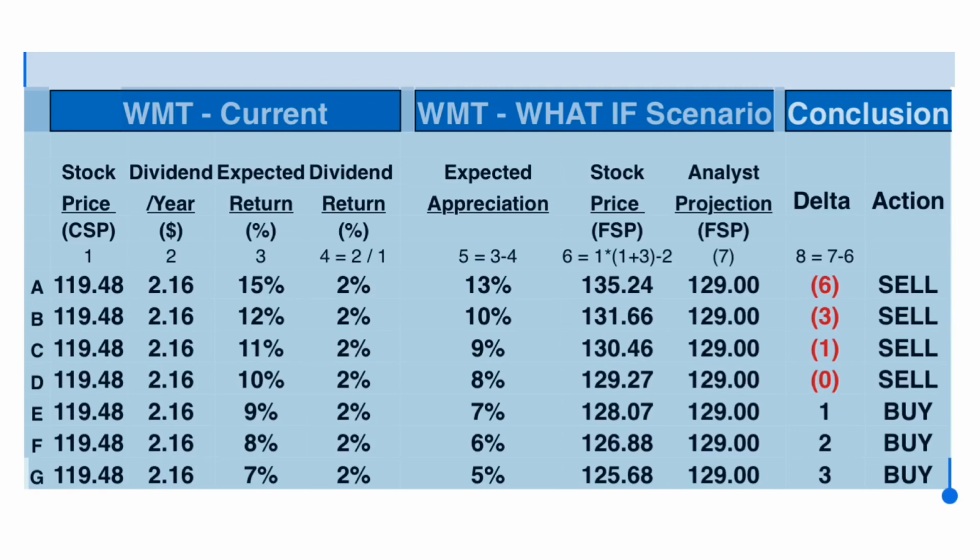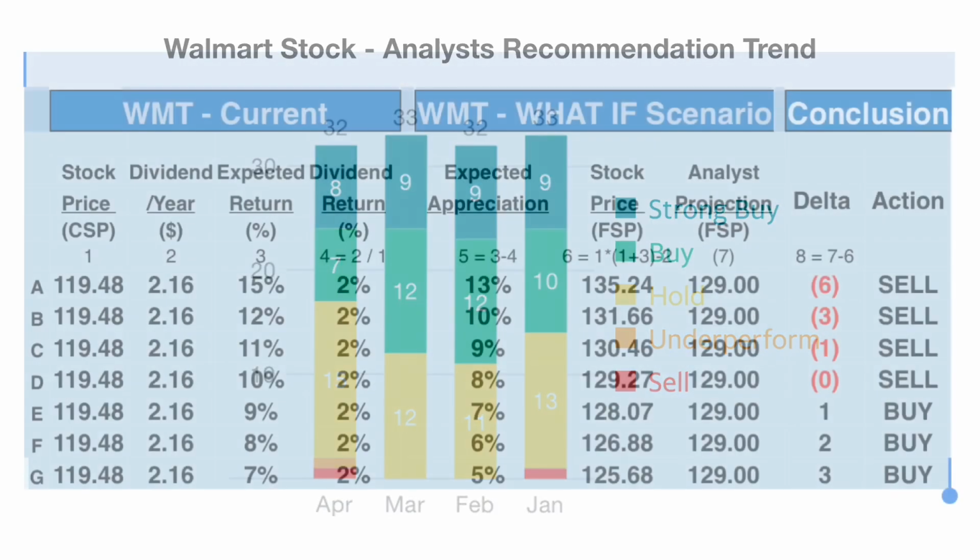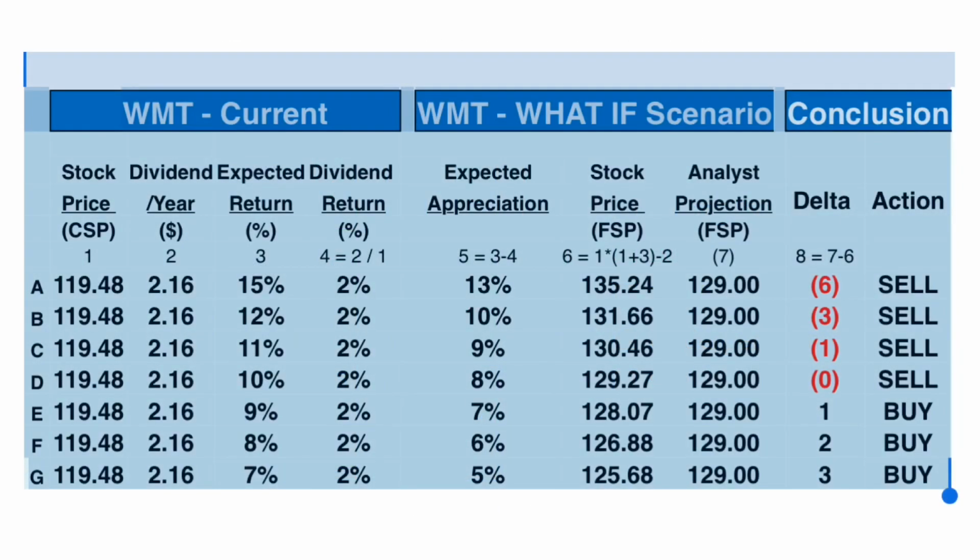Now, if my expected return, looking at row A, is 15%, in column 3 I put different types of return, and let's take a look at the first one, which is 15%. So I would expect the Walmart stock to appreciate by 13%. Now that 13%, if I translate, what is the price going to be 1 year from now? So I would expect $135.24. Now let's compare that to what analysts are projecting on this stock.